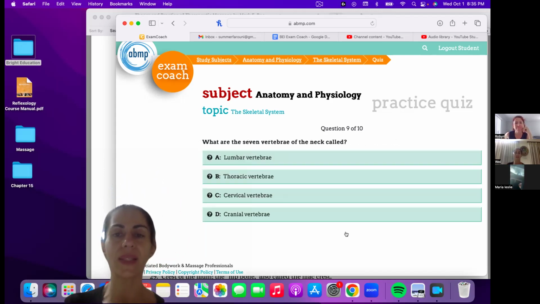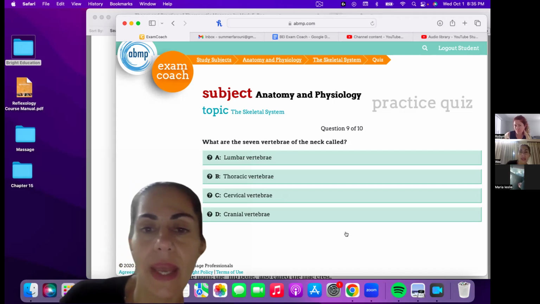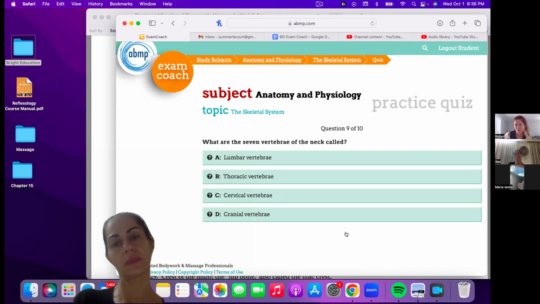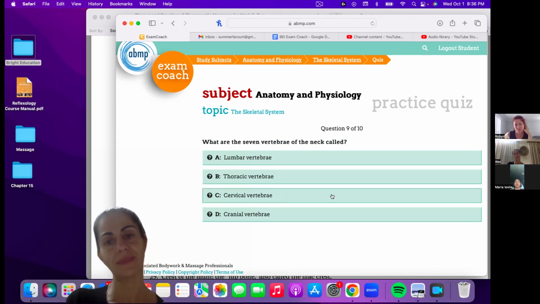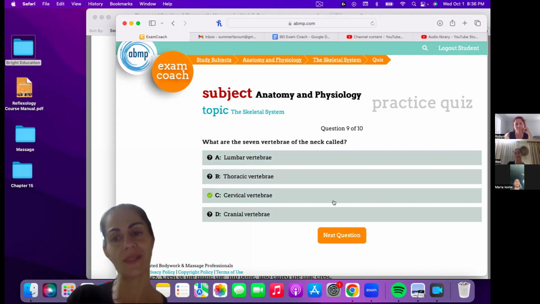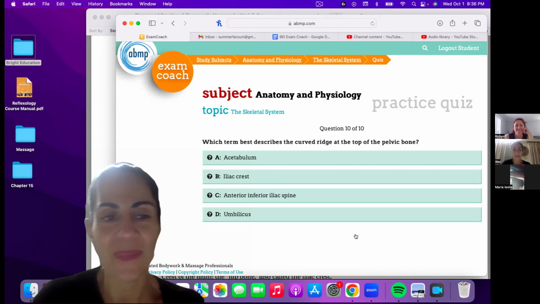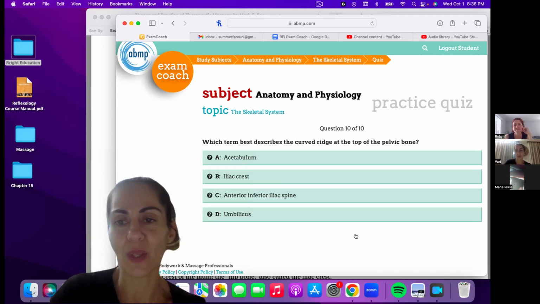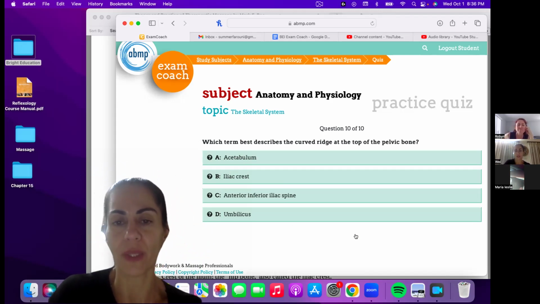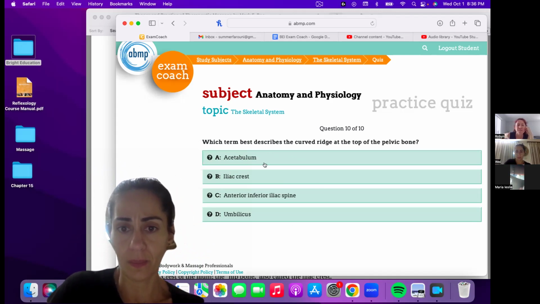What are the seven vertebrae of the neck called? Cervical. The seven cervical, exactly. C. Correct. If you just ask questions like that, we all pass the test. Which term best describes the curved ridge at the top of the pelvis? The iliac crest.